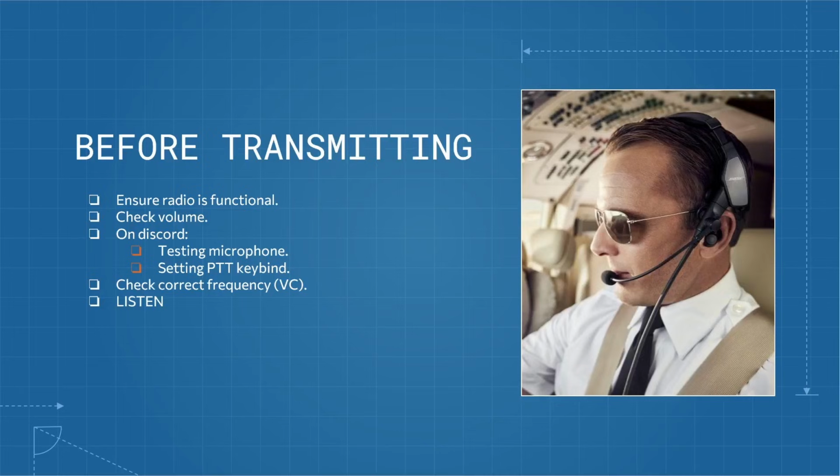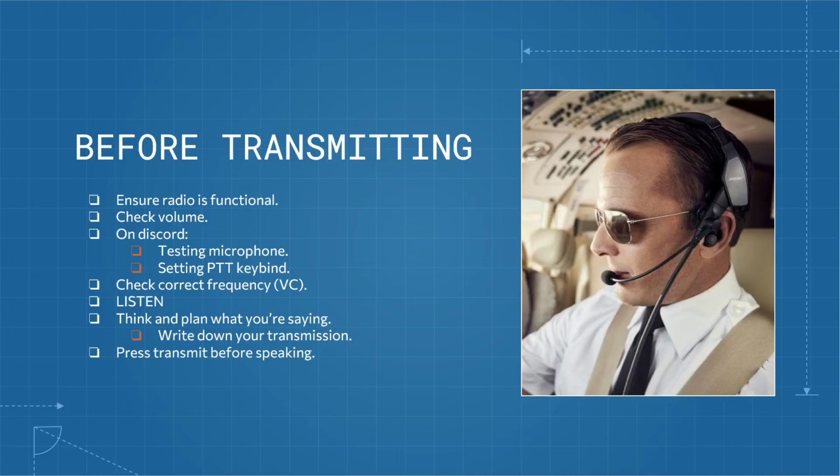Always think through and plan what you are about to say before you say it, so as to avoid including unnecessary information or skipping out important information. If necessary, you can write down what you plan to say and then read it out. Ensure you have fully pressed down on your transmit or push to talk button before you speak, to ensure the first part of your message isn't clipped.